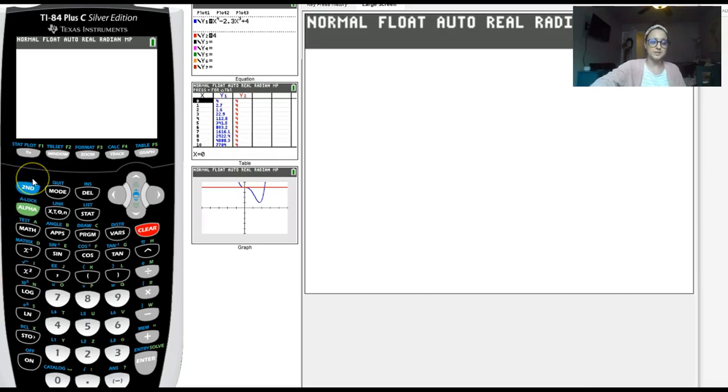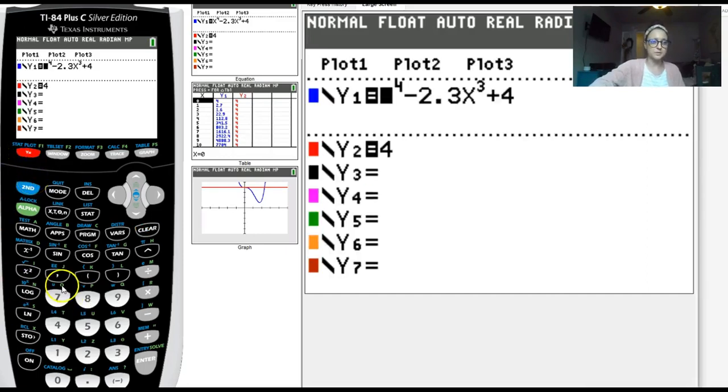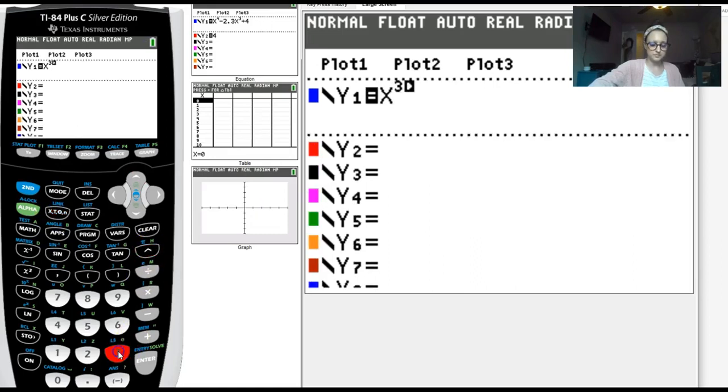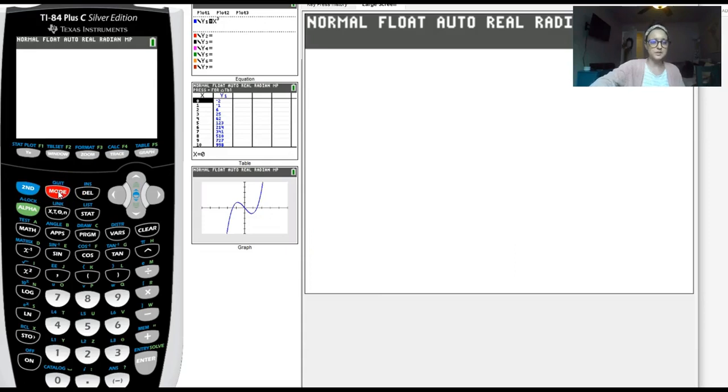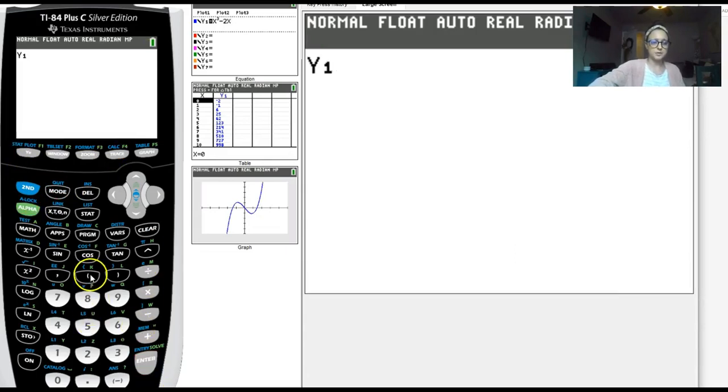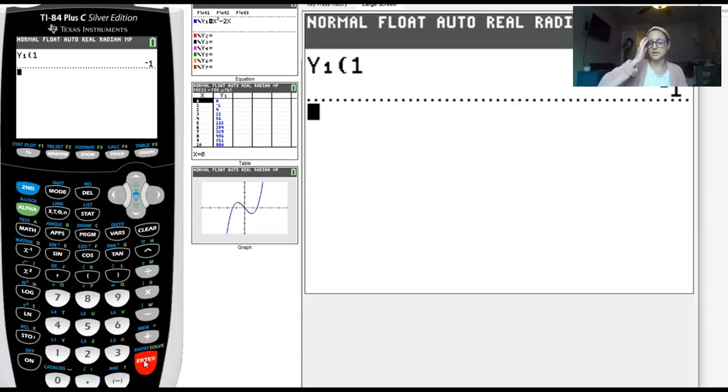All right, so let's type in our function. We're going to go to y equals, let me clear everything, and we are going to type x cubed minus 2x. If I go too fast, just pause me. Then we're going to go to second, quit to go to our home screen. Then we're going to go alpha, trace, enter, parentheses 1, and this is going to give me f of 1, okay, which we should be getting -1.